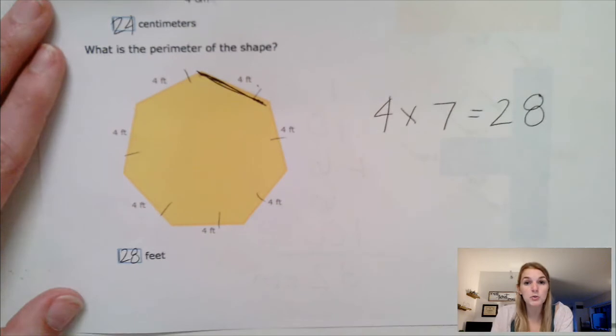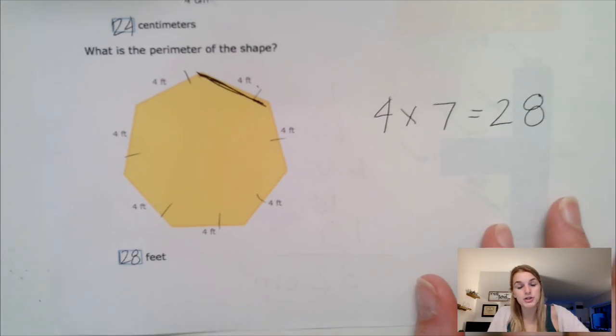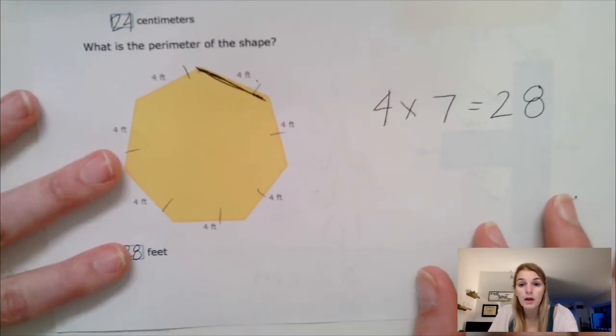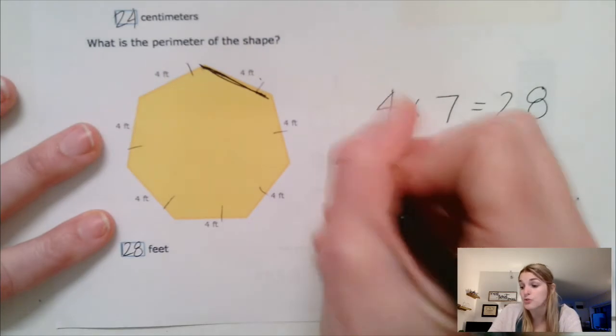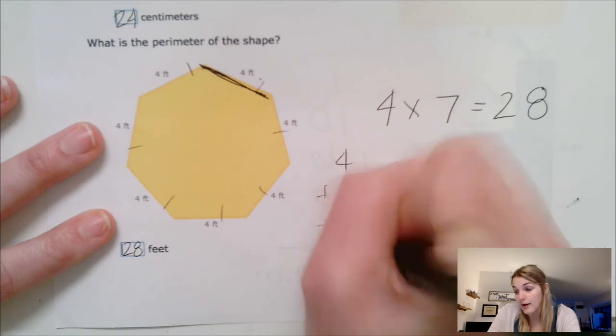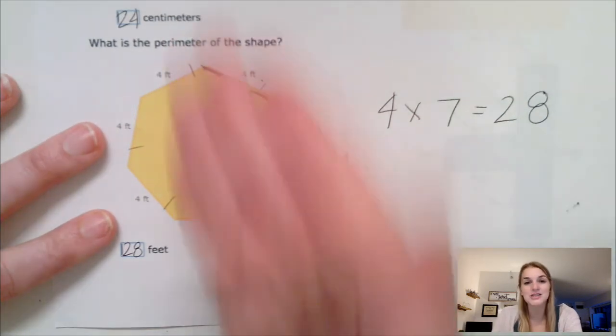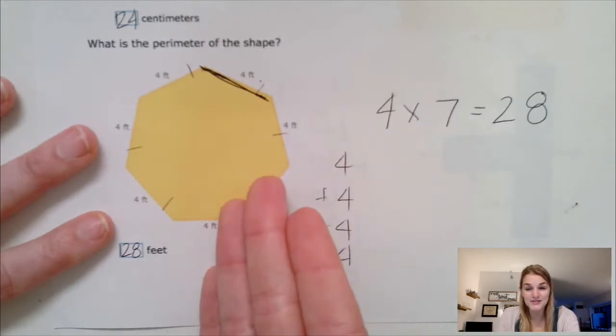But just like I told you before, if that gets a little bit confusing to you, just add, because you know that when you are solving the perimeter of these shapes, you add. So if you want to do 4 plus 4 plus 4 plus 4, you absolutely can. But because these shapes have the same lengths of sides, you're able to multiply.